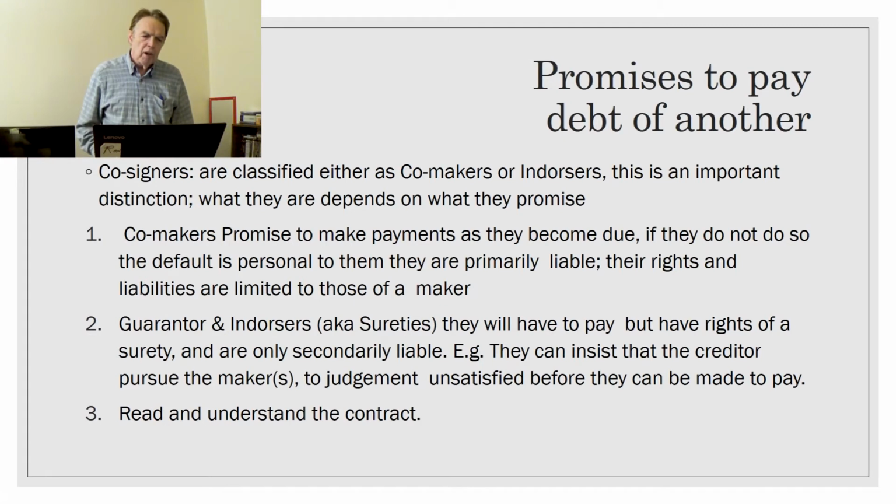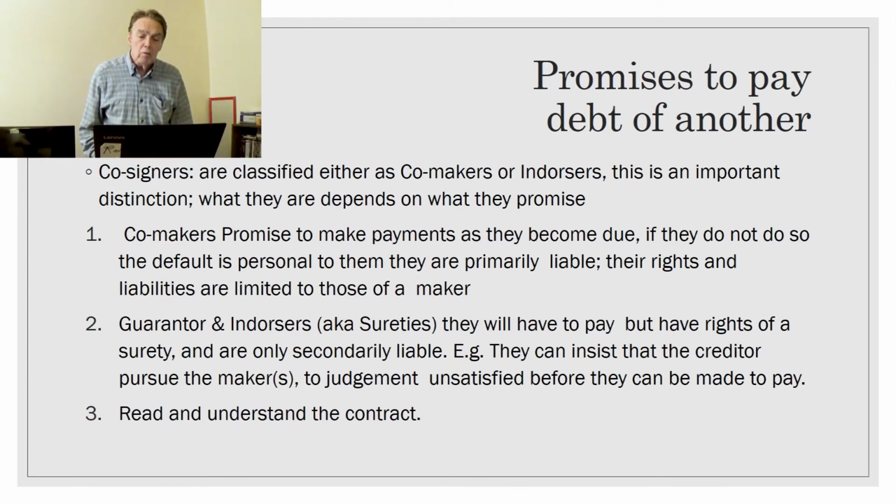Promises to pay a debt of another. Co-signers are classified either as co-makers or endorsers, so we talked about this. If you co-sign a note, you want to know basically in what capacity you're signing the note. Are you guaranteeing payment, and are you a guarantor? This is an important distinction. What they are depends on what they promise. Co-makers promise to make payments as they become due.